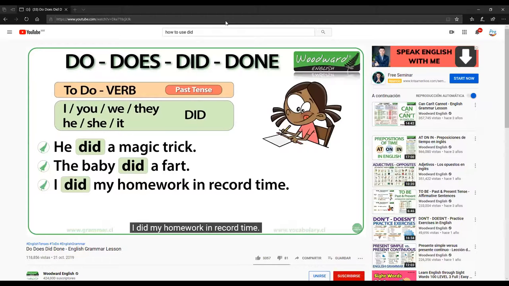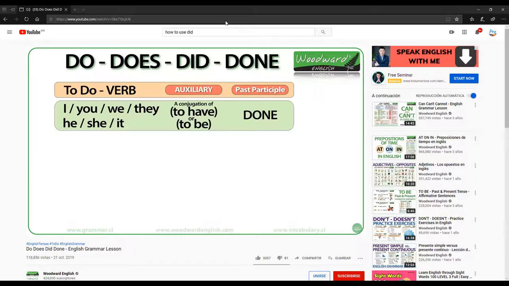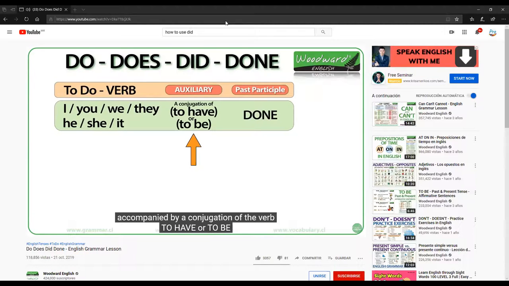I did my homework in record time. Yes, it only took me 5 hours instead of 10. She did ballet after school last year. This year, she's doing something different. The past participle of do is done. Remember that past participles are accompanied by a conjugation of the verb to have or to be, which means it is in the correct tense according to the subject.